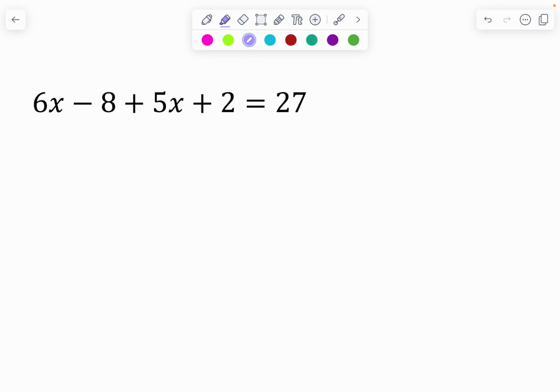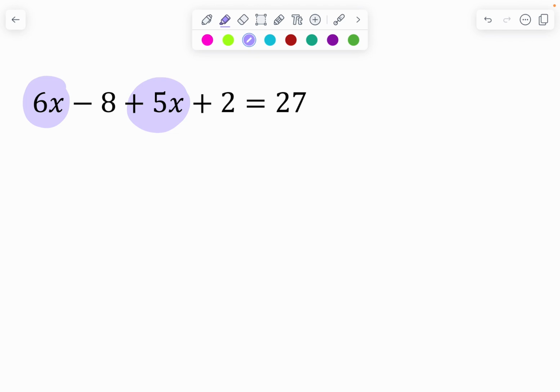So when I look at this problem, I think, all right, what is combinable together? What can I push together? So the first thing that jumps out at me is that I have 6 x's here and I have 5 x's here. So if I have x's all over the place, how can I get x by itself if x's are everywhere? I can't.